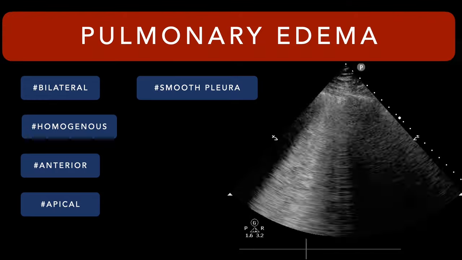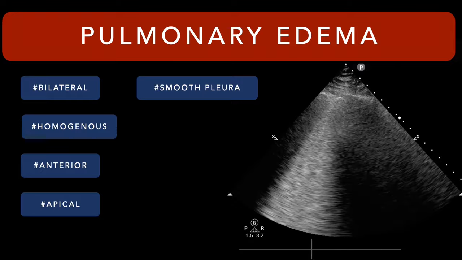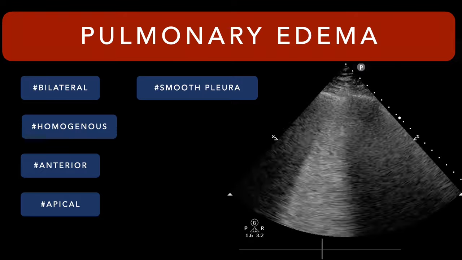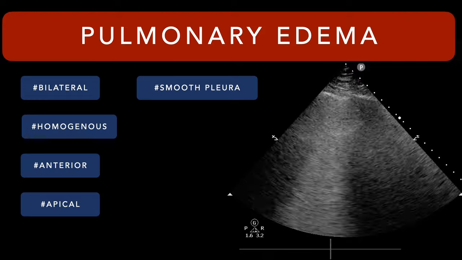And so pulmonary edema is going to be, and I put this on with the hashtag because it looked kind of cool, like tagging, an aesthetic. But basically, it's going to be bilateral. Pulmonary edema is going to be bilateral. It's going to be decently homogenous.